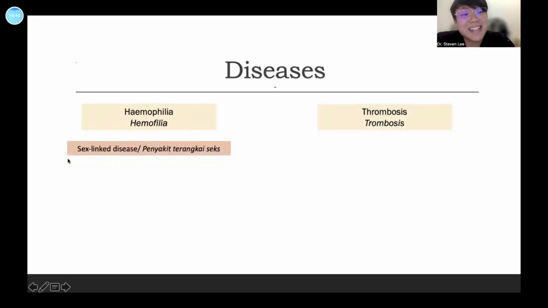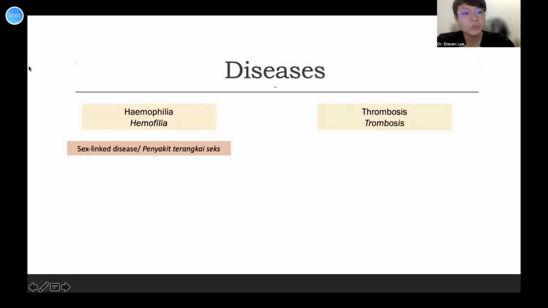It's a sex-linked disease. Penyakit rangkai seks. If you don't know what a sex-linked disease is, we will learn about this in Form 5, chapter 11. We'll talk about this again. Okay, so for a sex-linked disease, which gender is affected more? The male.